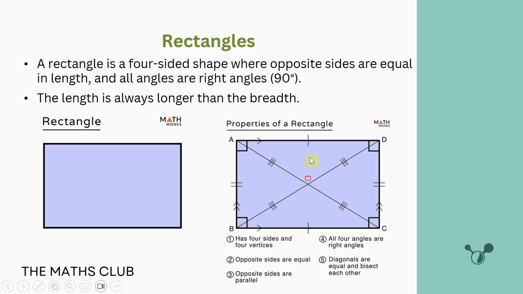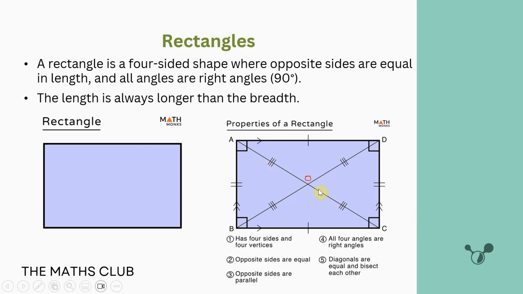if I say this middle here is O, so OB is the same thing as OD, OA is the same thing as OC. This length here, OA, is the same as OD, and this length OB is the same as OA, the same as OC. They are all the same. They bisect each other.